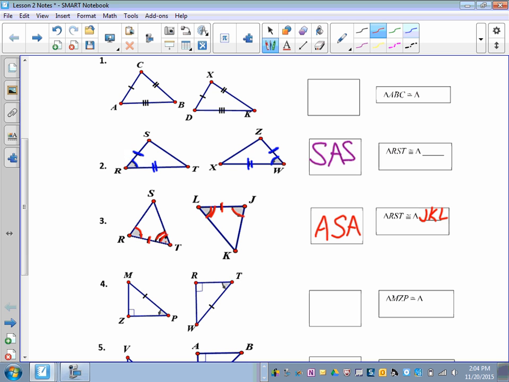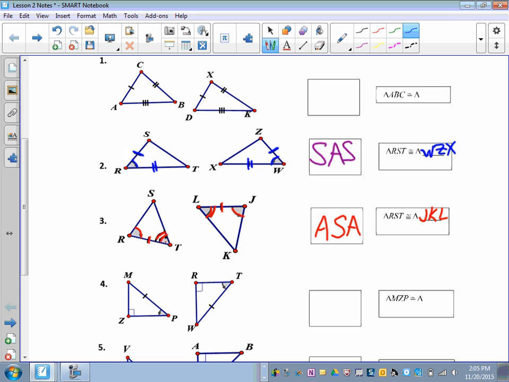Okay. Questions on that? All right, so then let's go back up to number 2. Side, angle, side. We already talked about side SR, ZW, angle R, angle W, side RT, side XW. So for triangle RST, what's my triangle over here? Good, WZX. So for triangle RST, WZX.